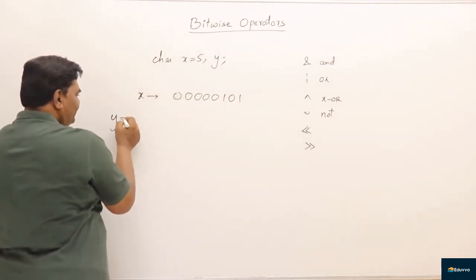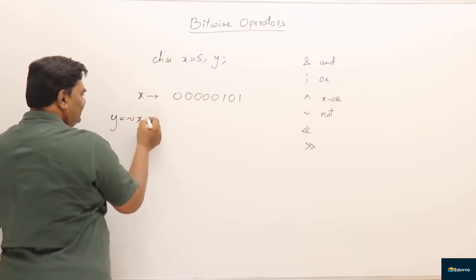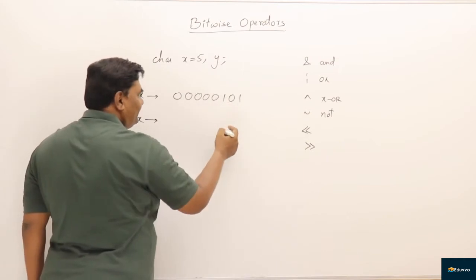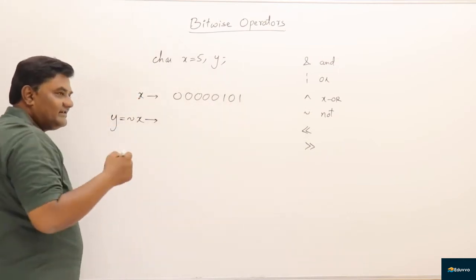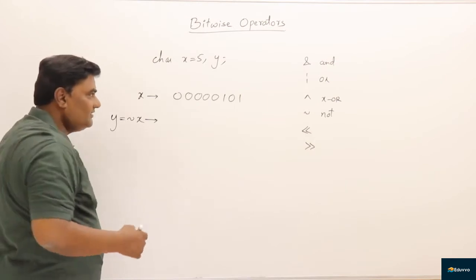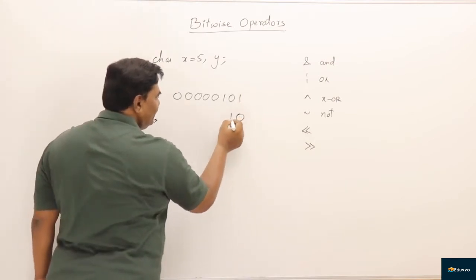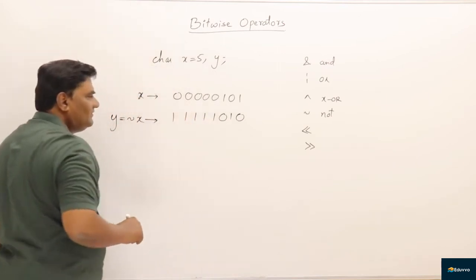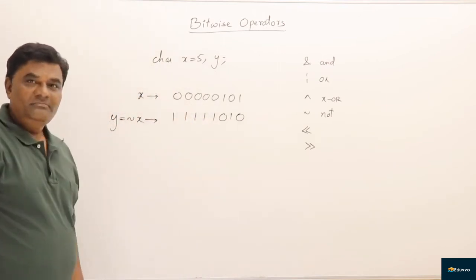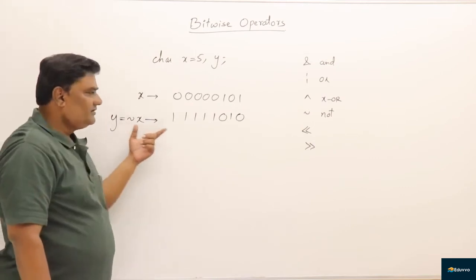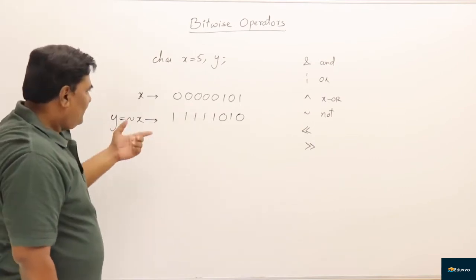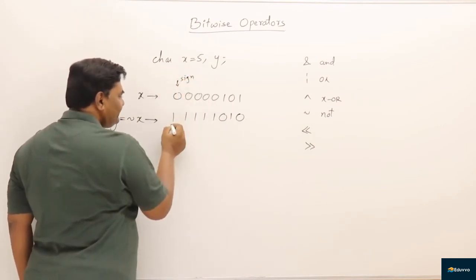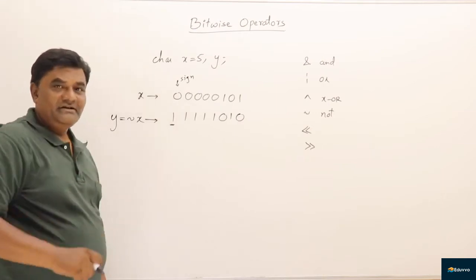Then if I say y assign NOT of x, let us see what happens. NOT means every binary bit will change its state, that is 0 will become 1, 1 will become 0. So this becomes a 0 and 1 and 0, then all these are 1s. So this is the complement or the NOT of x. Now as this bit is a sign bit, this is 1 now. So it means the number is negative.